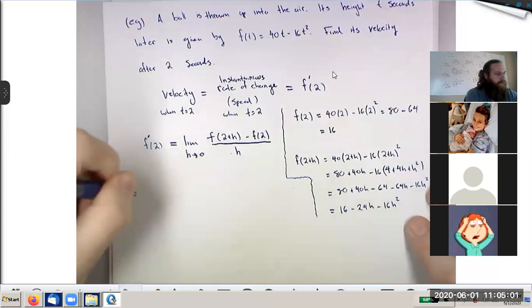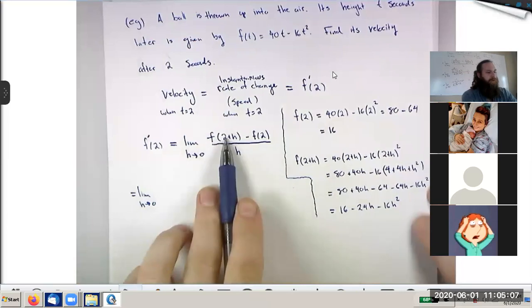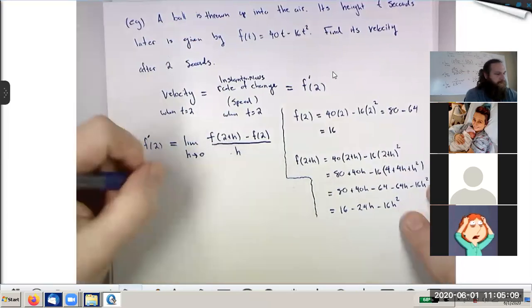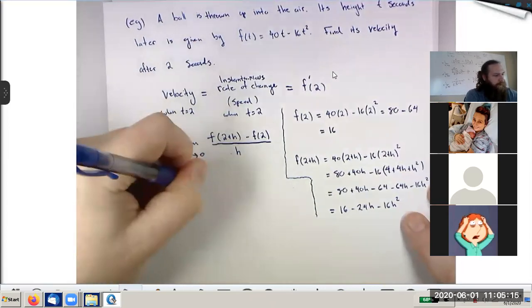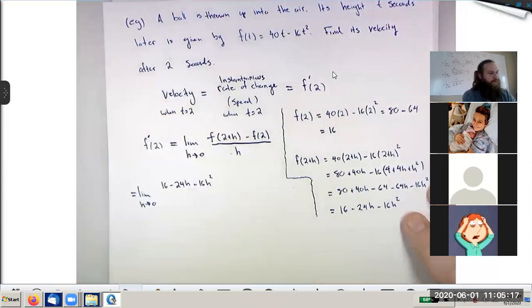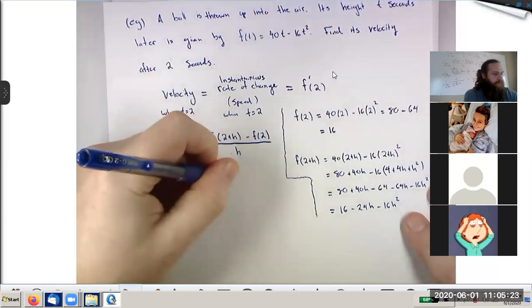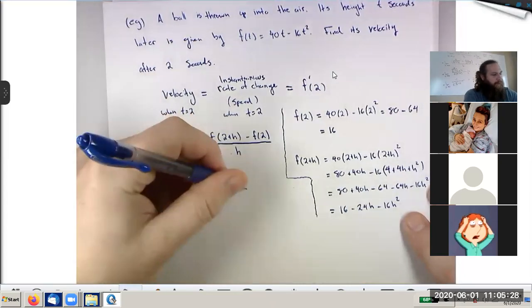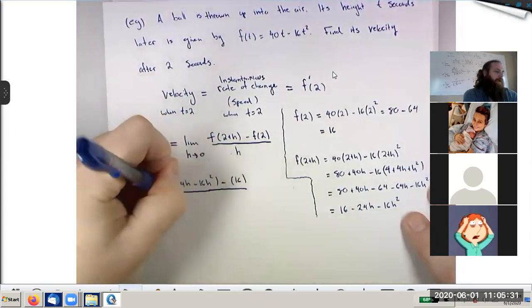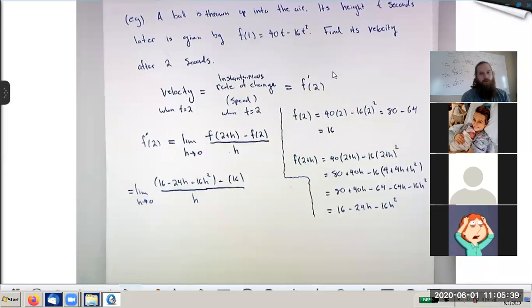So I get the limit as h goes to 0. f of 2 plus h is all of this. So that's 16 minus 24h minus 16h squared. From that, I'm going to subtract f of 2, which is 16. So I'll put these in parentheses again so we can see where everything is coming from. And it's all being divided by h. Questions so far?